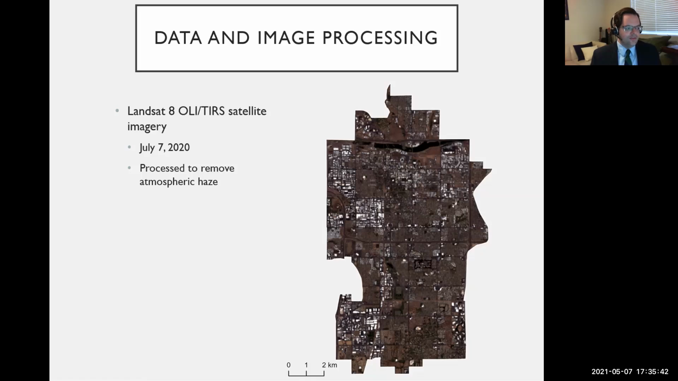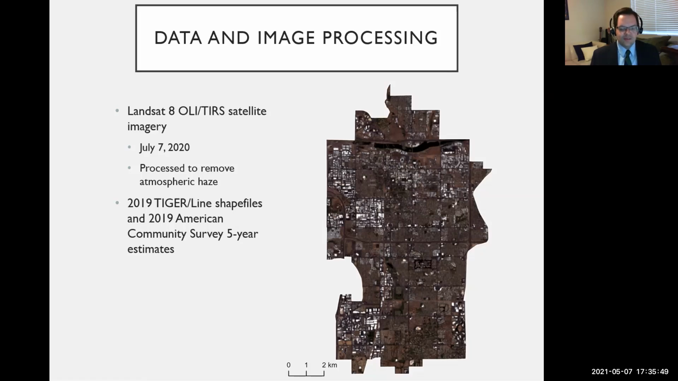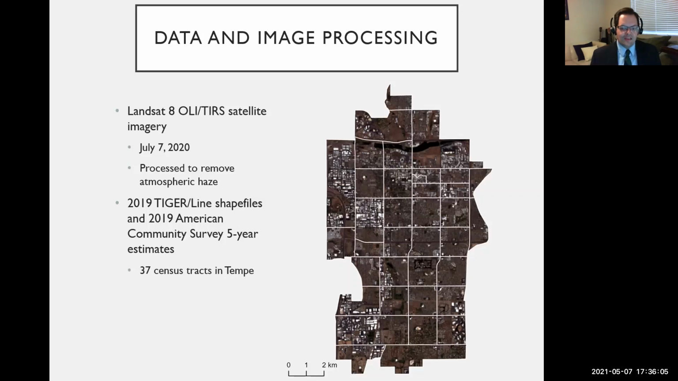In addition to the Landsat 8 imagery, I also used 2019 TIGER/Line shapefiles and 2019 American Community Survey 5-year estimate data. This is from the US Census Bureau and was used to estimate and evaluate socioeconomic status throughout Tempe. That data is organized by census tract. Tempe has 37 census tracts, so these are the units of measurement for socioeconomic status, these areas here.